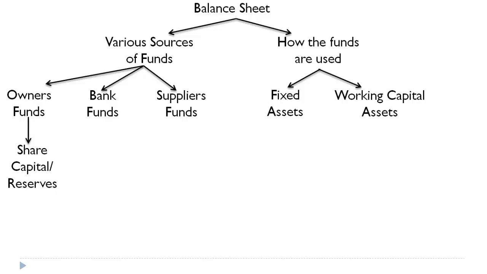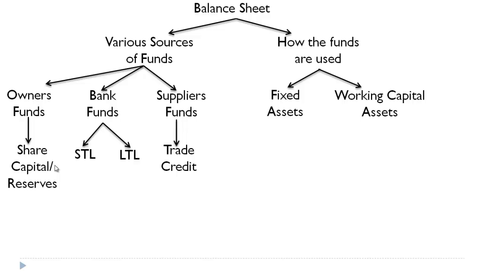So owners' funds can be of two forms, direct and indirect. Direct is share capital and indirect is reserves. And again, bank loans also can be in two forms. One, it can be a short-term loan, STL. The other one, it can be a long-term loan, LTL. And supplier funds can be in the form of trade credit. Fine. So now we have a little bit of idea on the various sources of funds.